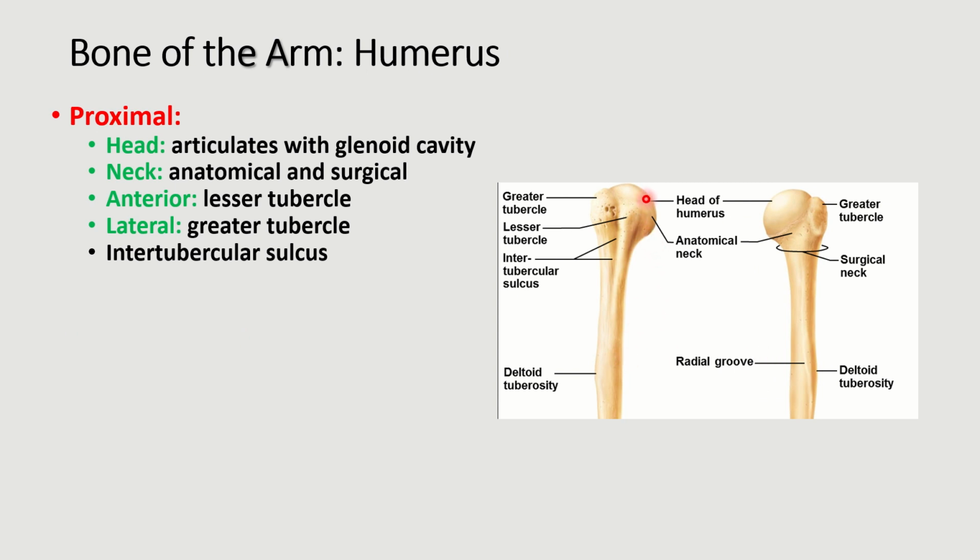For the bone of the arm, which is humerus, you can see the head of the humerus. This articulates with the glenoid cavity. You have 2 necks. One is anatomical neck, which is the epiphyseal growth plate, and the other one is the surgical neck. This is the area that humerus can break with trauma. You have the 2 tubercles, bony prominences: greater tubercle, which is located laterally, and lesser tubercle, which is located anteriorly. This is greater tubercle from posterior view. And in between you have the intertubercular sulcus. In the shaft area, you see the deltoid tuberosity and the radial groove.